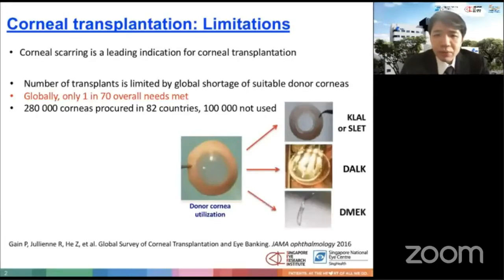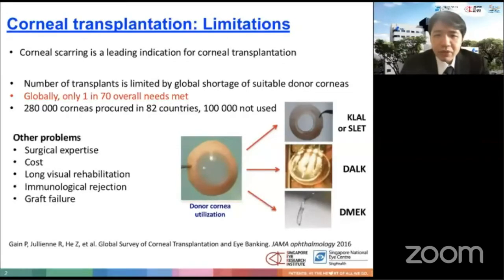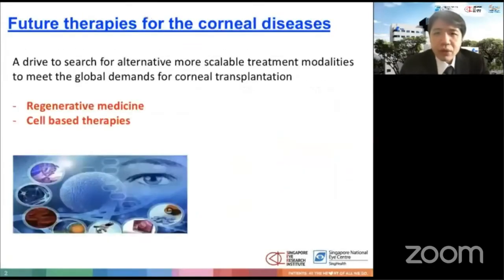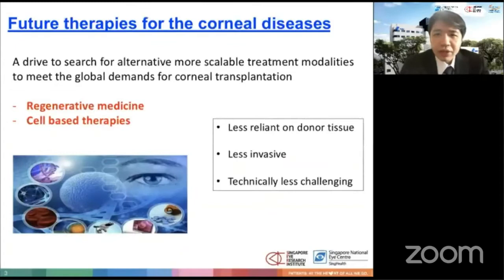Other problems with transplantations include high surgical expertise and cost, the long visual rehabilitation process for some transplantations, and the risks of immune rejection and graft failure. With the limitations of transplantations, there is thus a drive to search for alternative, more scalable treatment modalities to meet the global demands for corneal transplantation. Such modalities must be less reliant on donor tissues, are less invasive, and technically less challenging.